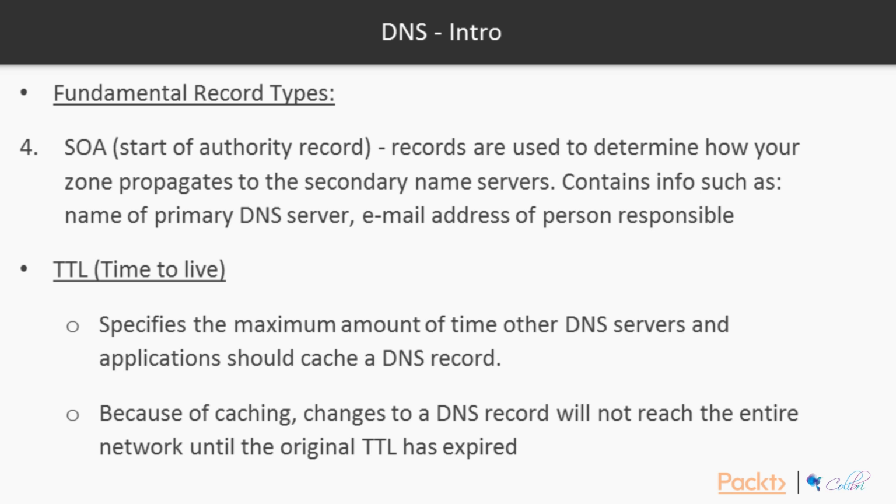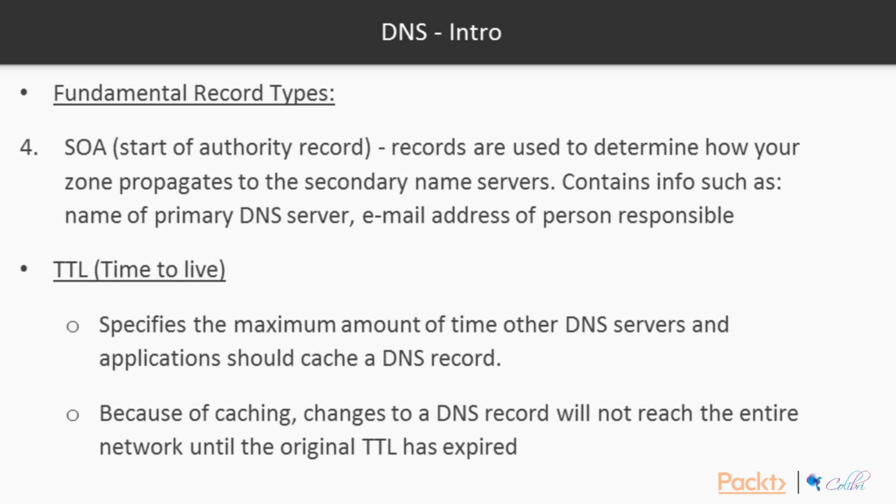Then there are SOAs, or Start of Authority Record. These records are used to determine how your zone propagates to the secondary name servers. It contains info such as name of the primary DNS server, the email address of the person responsible as well.